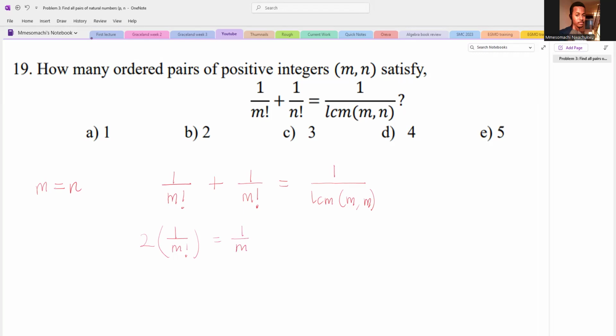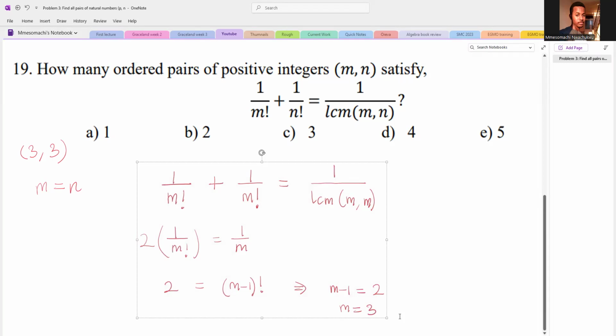Okay? So I'll multiply through by m factorial. So we have 2 equals m minus 1 factorial. That's when I multiply through. We have m factorial by m, which is just m minus 1 factorial. So for 2 to be equal to m minus 1 factorial, it implies that m minus 1 is equal to 2, because 2 factorial is 2. So I have m equals 3. So for the case of equality, we have one solution, 3, 3. Let's go to another case.